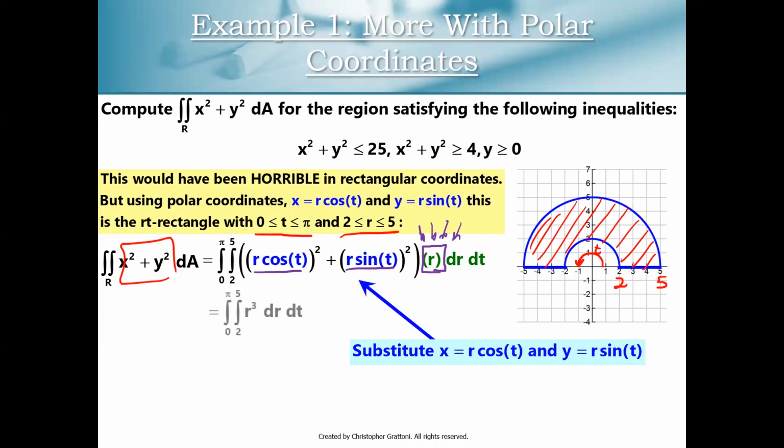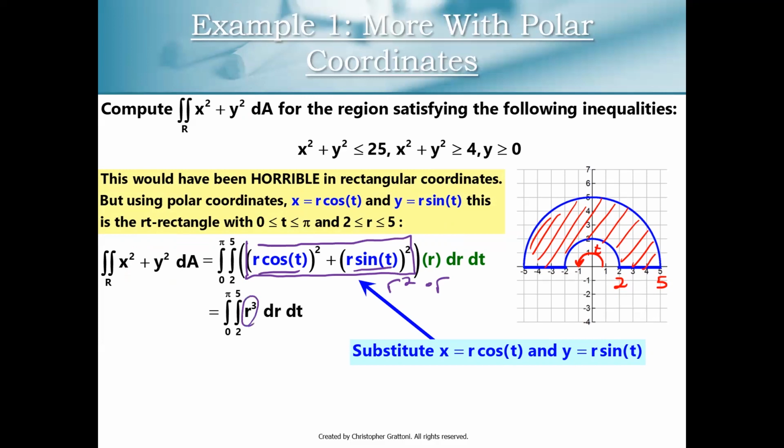All right, so now let's start cleaning this up a little bit. We have the Pythagorean identity here. If we have cosine squared plus sine squared, that equals 1. So this entire parenthetical expression reduces to r squared. R squared times r is going to equal r to the third.